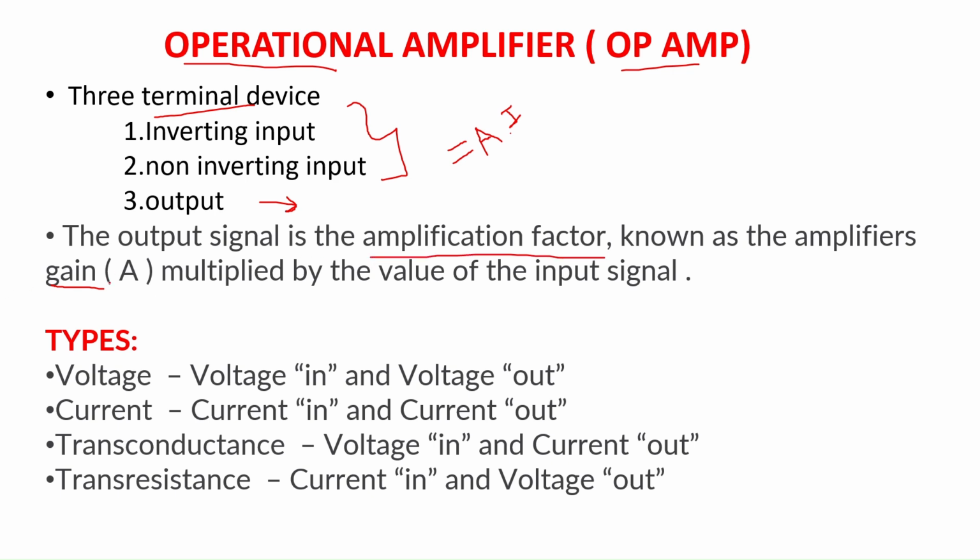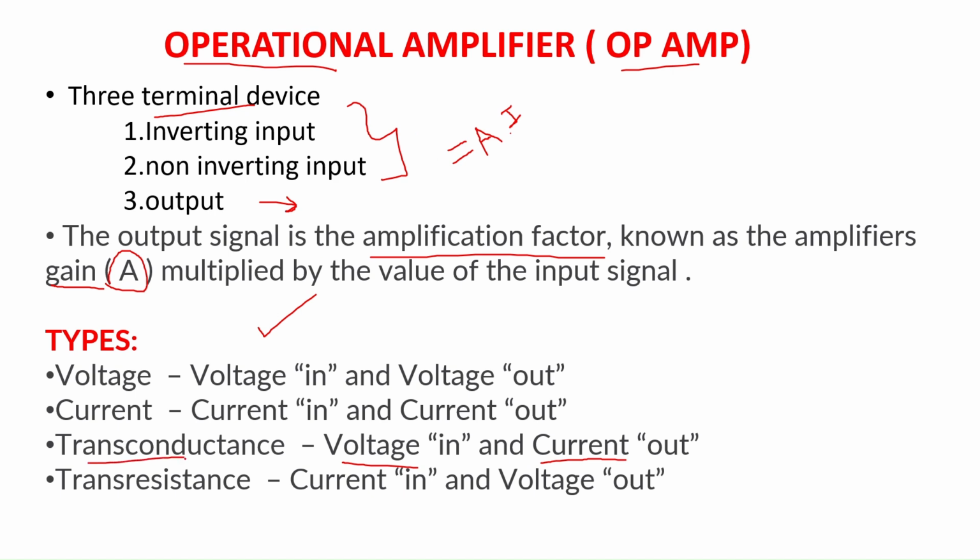There are four different types of operational amplifier based on the input and output. If the input and output are both voltage, then it is a voltage operational amplifier. If both the input and output are current, then it is a current operational amplifier. If the input of the operational amplifier is voltage and the output is current, then the op amp is called a transconductance op amp.